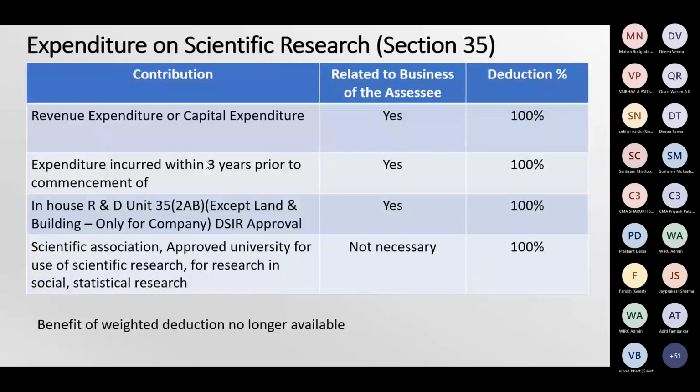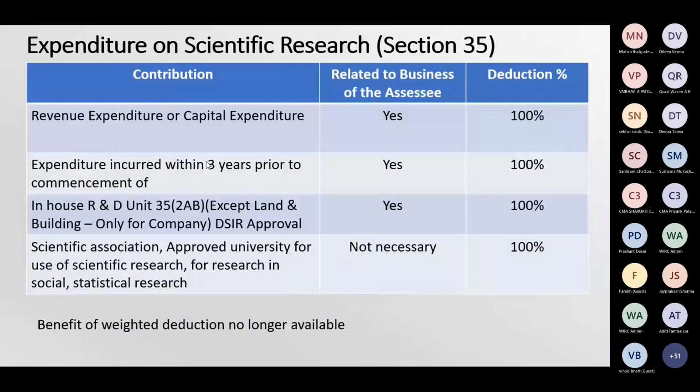Right now, this 35(2)(ab) at one point of time was a very popular provision, because there was a weighted deduction of 200% earlier, but now it has come down to 100%. The important point from the consultant's point of view is that there has to be separate accounting or separate identification of cost as far as research and development is concerned.